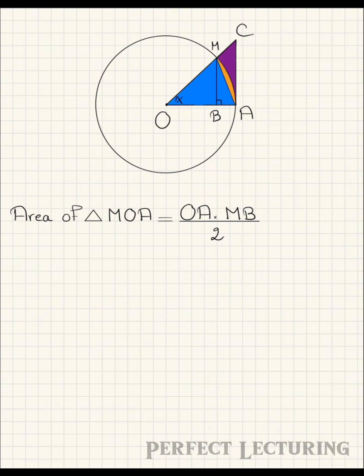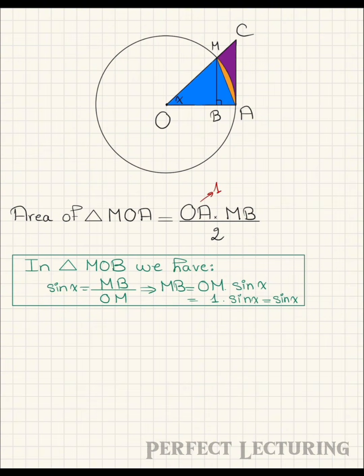Alright, we start with the area of triangle MOA, and that's the base OA times the height, which I'm going to call MB, divided by 2. OA is equal to 1. Why? Because it's a radius of the circle. What about MB? Since MOB is a right triangle at B, we can apply right triangle trigonometry, and we have sine of x is equal to the opposite side, that is MB, over the hypotenuse, that's OM, which means MB is equal to OM times sine x. But again, OM is a radius, so it's equal to 1. Therefore, MB becomes sine of x. And we end up with sine of x over 2.